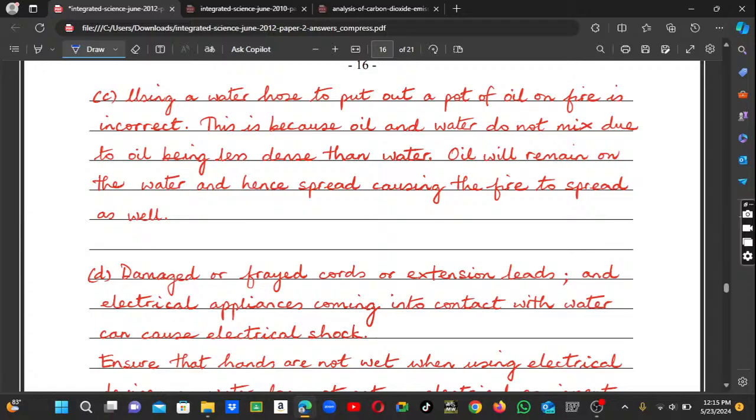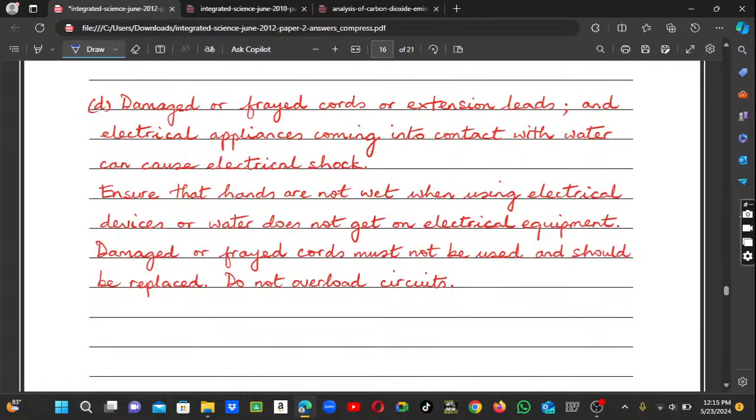Alright? Good. So another one would be damaged or frayed cords and extension leads. It's seen that electrical appliances coming into contact with water can cause electrical shock. So we're seeing that water in contact with electricity is not good. You can be electrocuted. All right, it's very dangerous. So we need to ensure that the hands are not wet when you're using any electrical device.